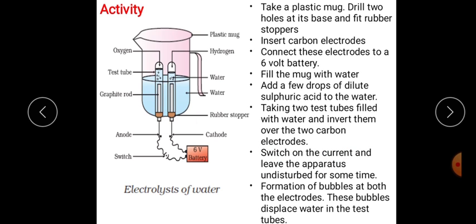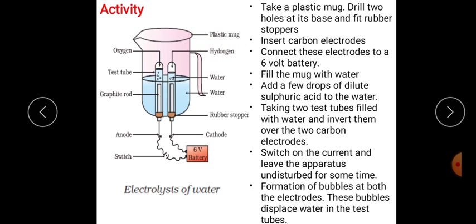for some time. You will observe that bubbles will come in both tubes. Bubbles will come here, bubbles will come here. As labeled, this is the anode, this is the cathode, this is the rubber stopper, water is placed over here, this is the plastic mug, and the switch is provided. After some time, you will observe these bubbles coming from both test tubes.